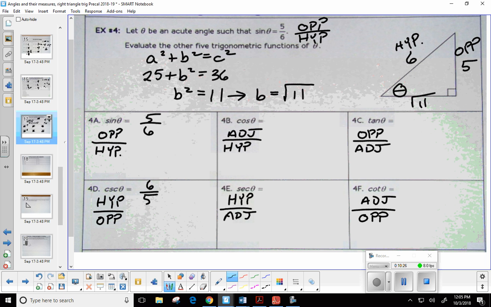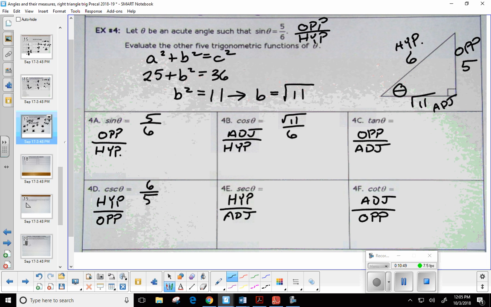That's exactly right. Now, for the rest of them, we've got these labeled here. Now, square root of 11, the only side left would be the adjacent. So for cosine, I want the adjacent over the hypotenuse. So you're right. Square root of 11 over 6.